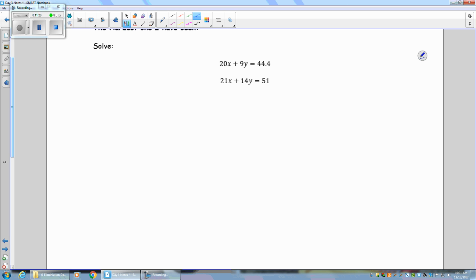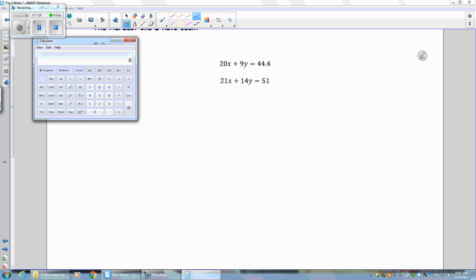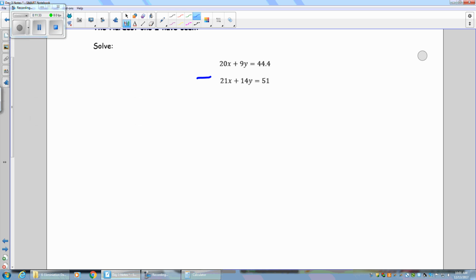So again, let's just use the technique that we've been using and our calculator to make this one not so bad. So what am I going to multiply this? Well, 21 and 14 are both bigger. What could I multiply this top one by to make, wow, why don't we do the y's? Because they're both a little bit smaller. It's not 20 and 21. What can I multiply this one by to get rid of the y's? I'm going to multiply this one by negative 14.